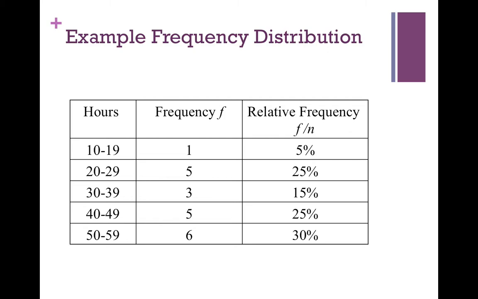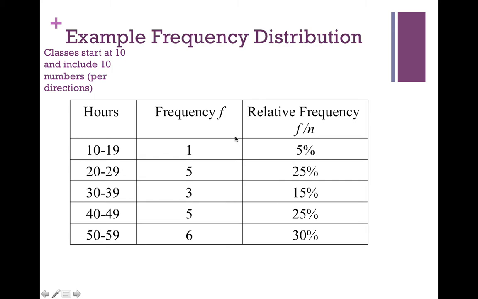I'll do the next one as well. The next class starts at 20. So 20, 21, 22, 23, 24, 25, 26, 27, 28, 29. If you actually list out those numbers or use your fingers to count, you'll see that that is 10 numbers. So those are my classes. These are my 5 classes. I have that written up here.